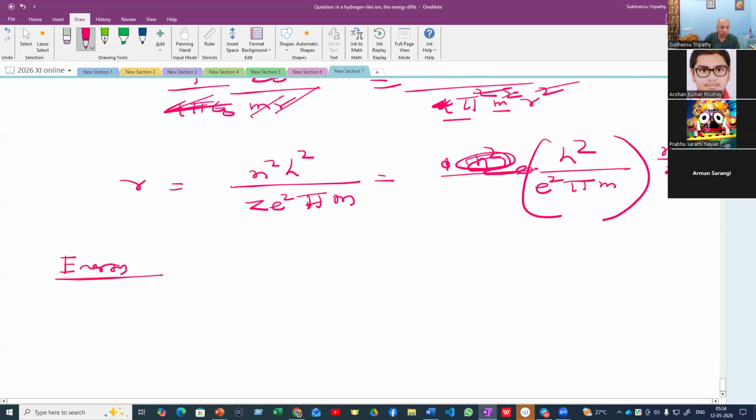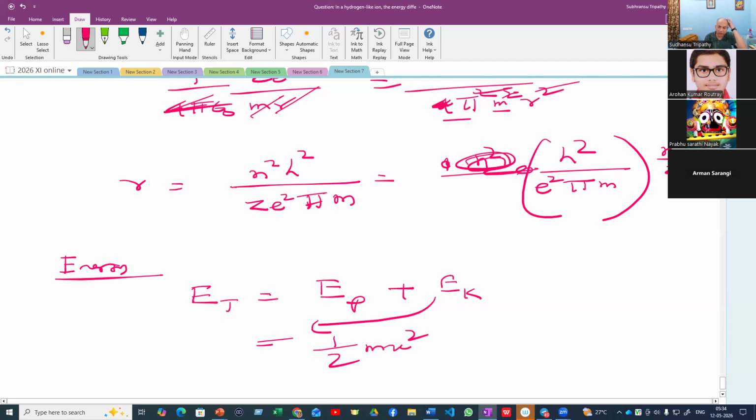So total energy, for the electron in the ground state, the total energy that it is possessing is the sum of potential energy and kinetic energy. Kinetic energy is always half mv square, always.